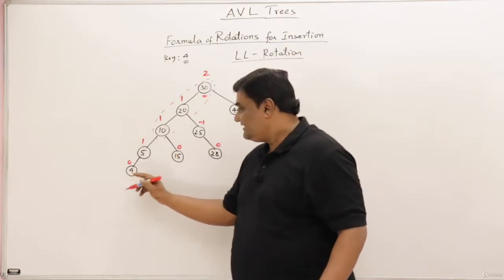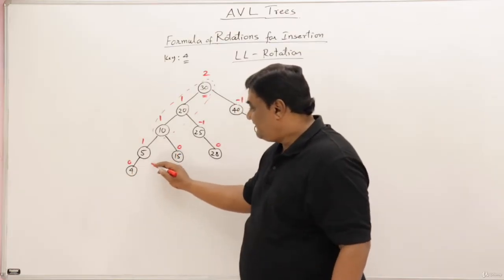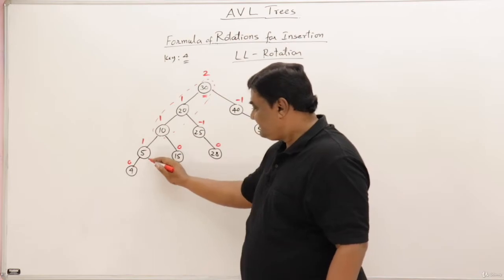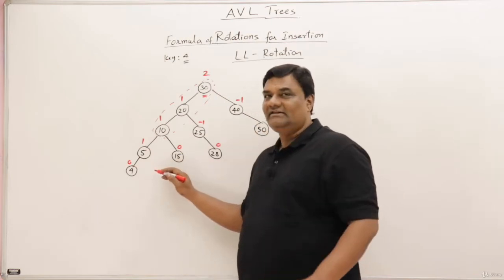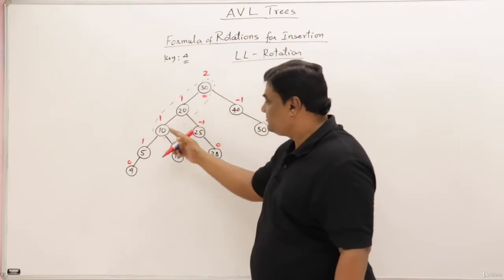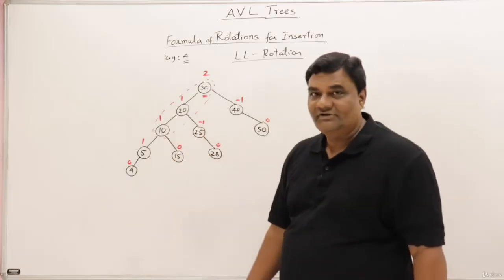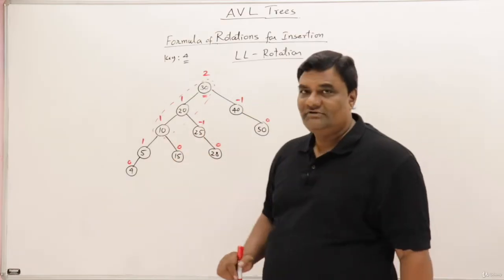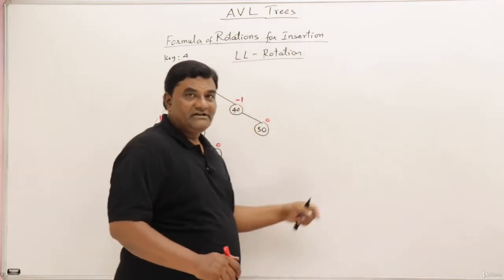See, this came on this side. Suppose this was not 4, I have inserted, suppose, 6. So it will come this side. Then also it is LL. We have to see from this node just 2 steps. That's all. Which rotation will we perform? LL rotation only. So I will draw a rotated tree here.